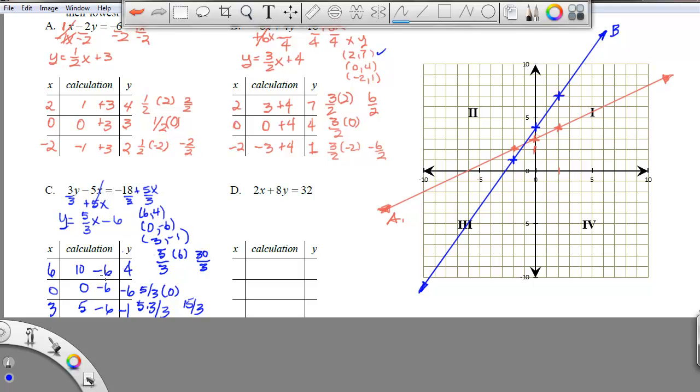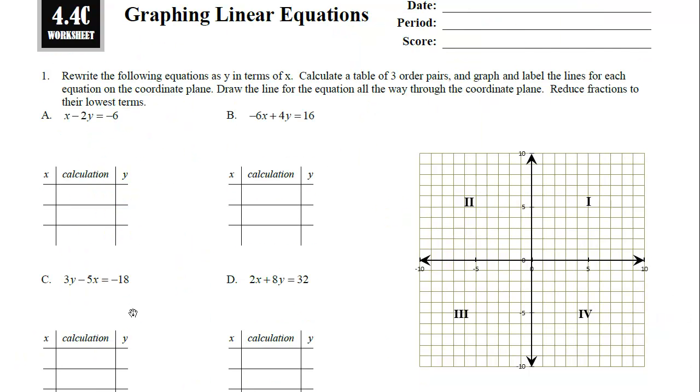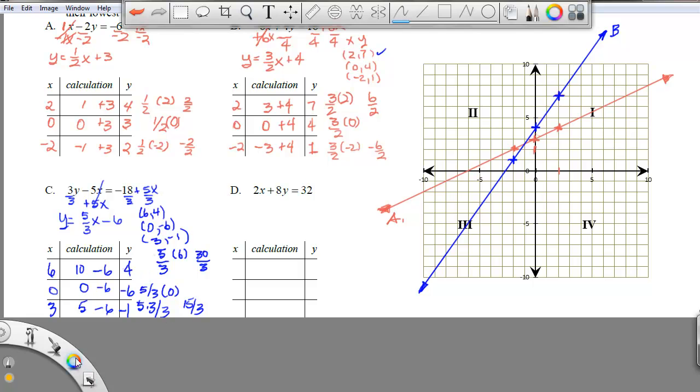So let's go ahead and plot these points. Let me choose a different color. I'll choose lightning yellow. Okay, so I've got 6 and 4, so 6 positive, 4 positive up. So there's that point. And then I have 0 and a negative 6, so 0 and a negative 6 is way down here.